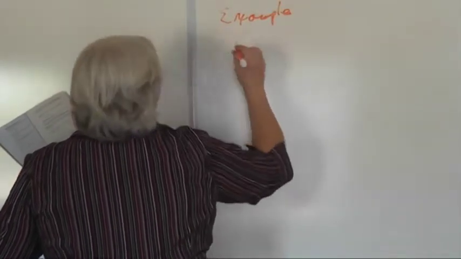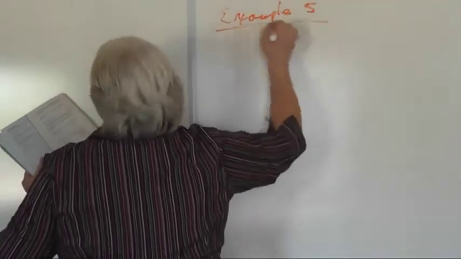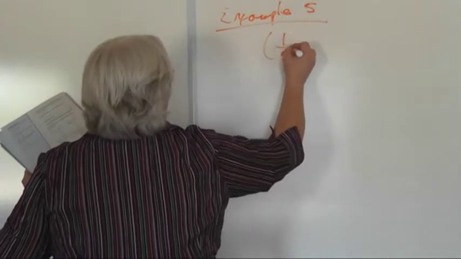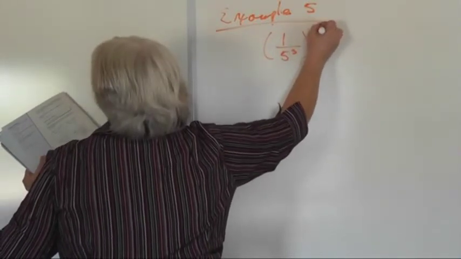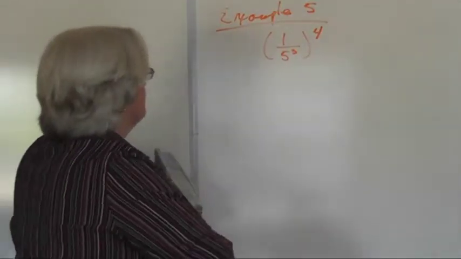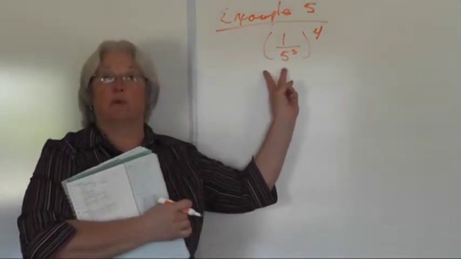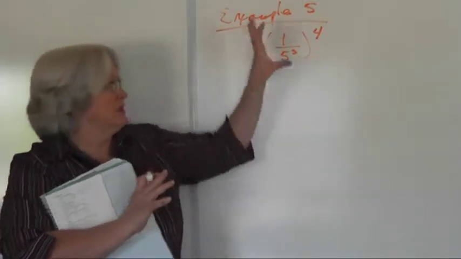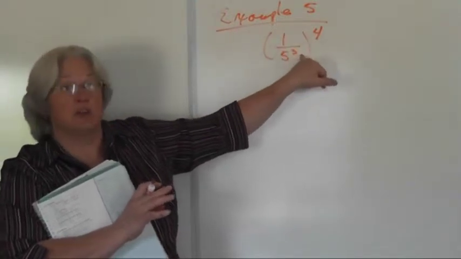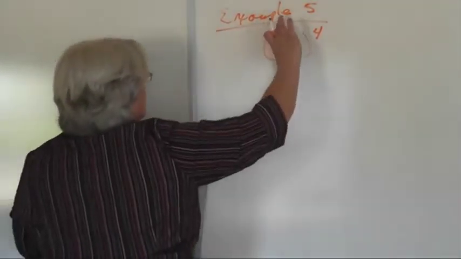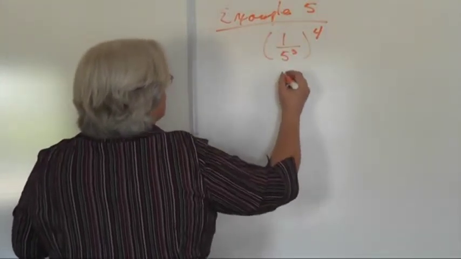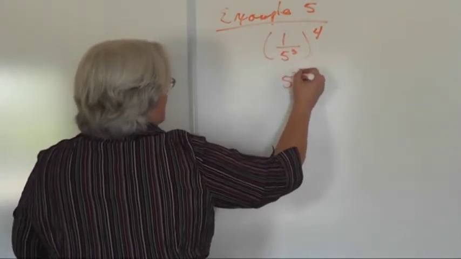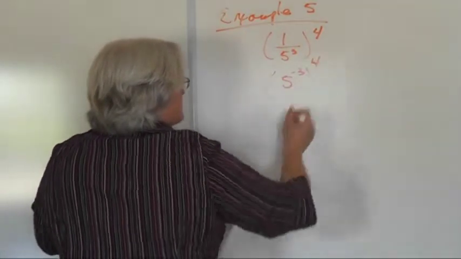And this is the power rule, and it says to simplify this expression. We have in parentheses 1 over 5 cubed raised to the 4th. How can we write this with a negative exponent? And do you also see that we're just using the reciprocal and changing the sign? So the reciprocal of 1 over 5 cubed would be 5 over 1. Changing the sign, that would be 5 to the minus 3 raised to the 4th.